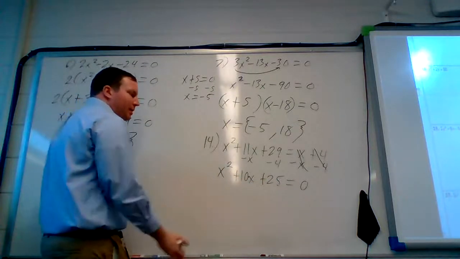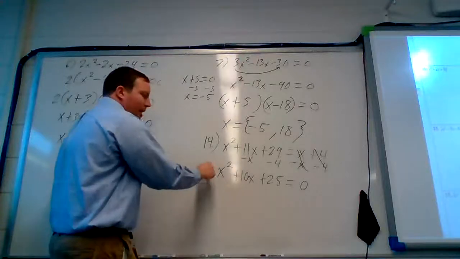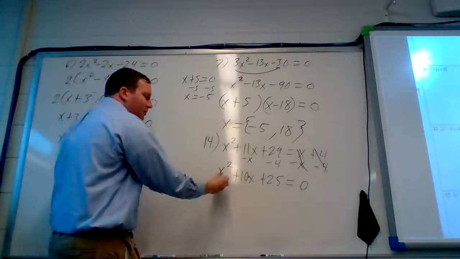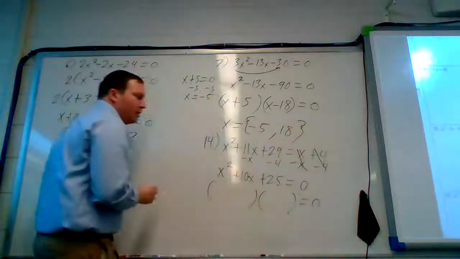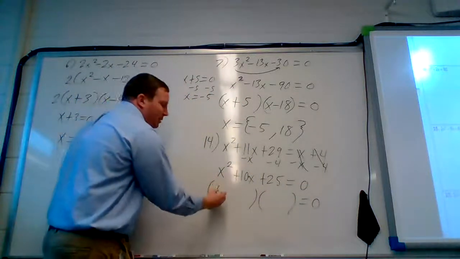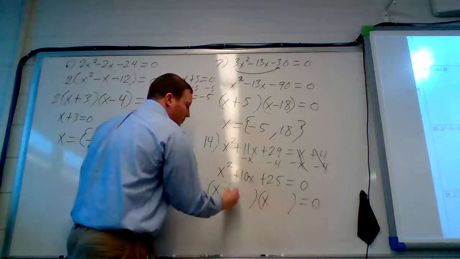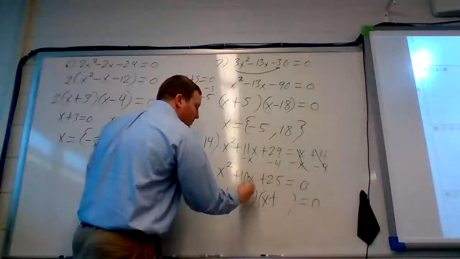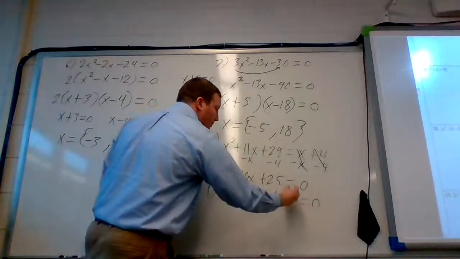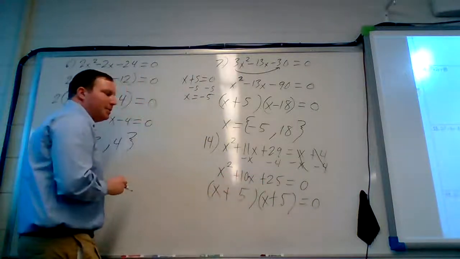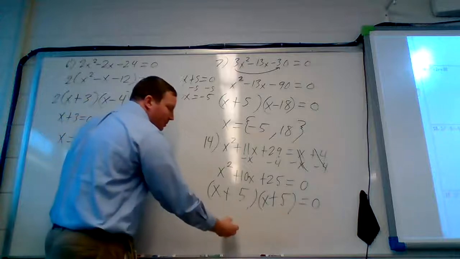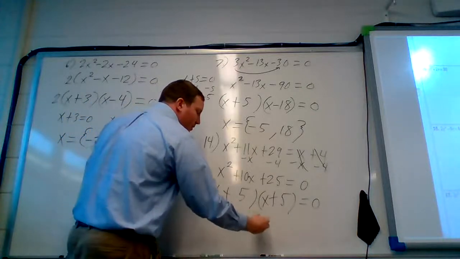Okay. So once we have everything on one side of the equation, now we can factor it. In this case, we have a leading coefficient of 1, so that's just our normal trinomial factoring. So what are my signs going to be? Plus, plus, and it's 5 and 5. 5 times 5 gets us 25, and 5 plus 5 gets us that 10.